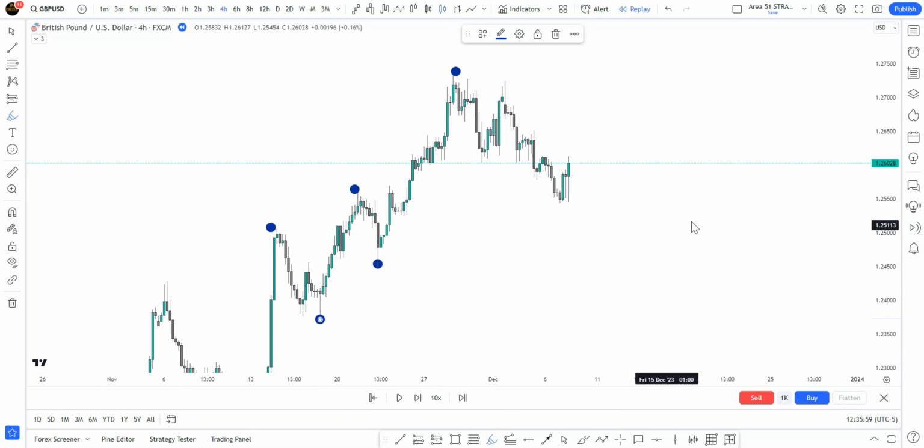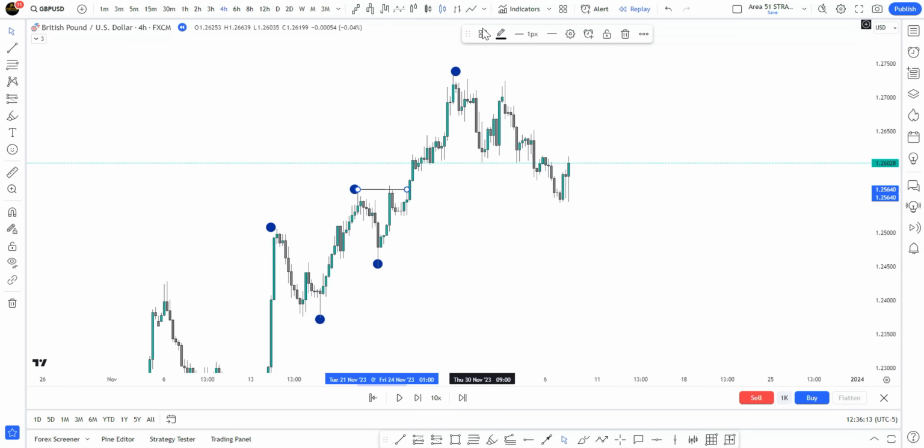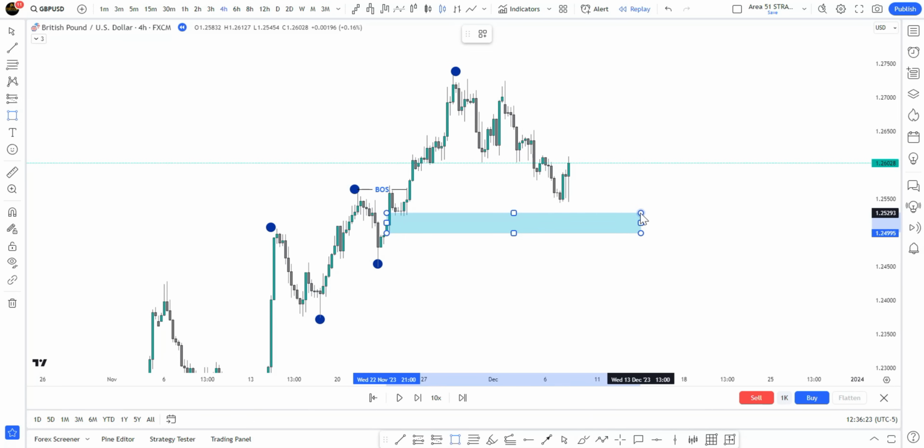All right. So once we identify we have a price that's going to the upside on the 4-hour time frame, we also have to identify we have a break of structure right here. We have a break of structure right here. And we also have some type of imbalance that we need to focus on, because this entire area is an imbalance that needs to be filled.